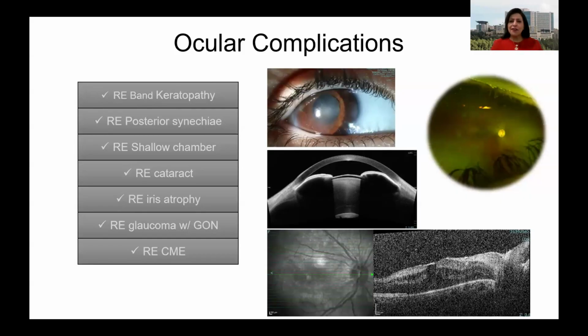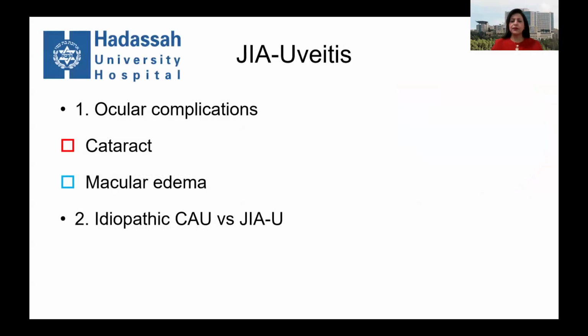So as you have seen from the case presented by Sarah, this girl presented with a multitude of ocular complications. And I would like in my talk to focus on two of them, cataract and macular edema. And in the last part of my talk, I would like to elaborate on the similarities and the differences of idiopathic chronic anterior uveitis versus JIA uveitis.